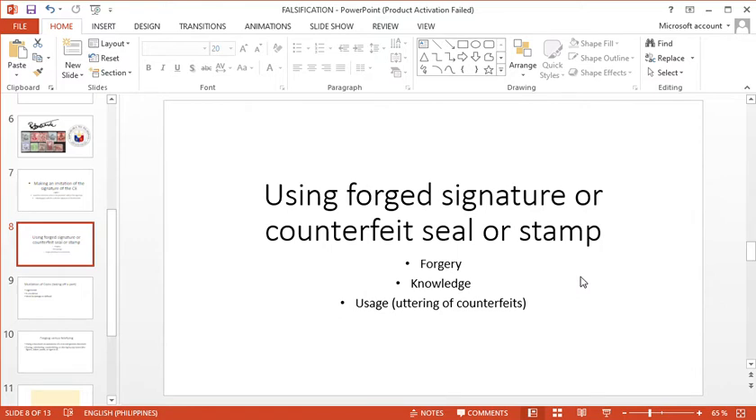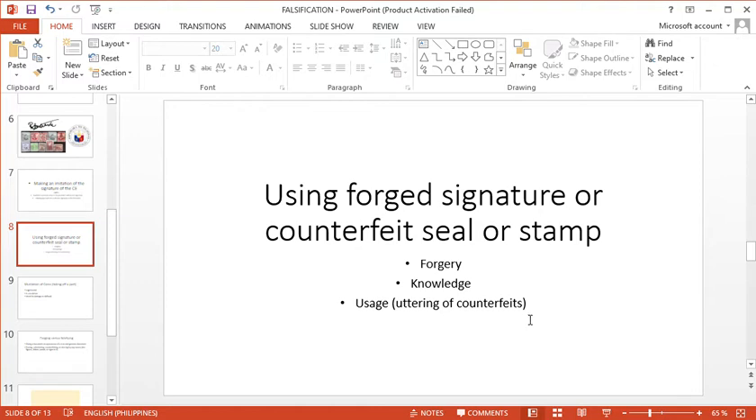First, that you committed a forgery or you tried to make it appear that the document is genuine or real or truthful, that you have the knowledge. You are aware that the signature or the seal or the stamp is forged or counterfeited. But still, despite your knowledge or awareness of that fact, you still use, you still utter the counterfeited coins, you still submitted a forged signature, a forged document.